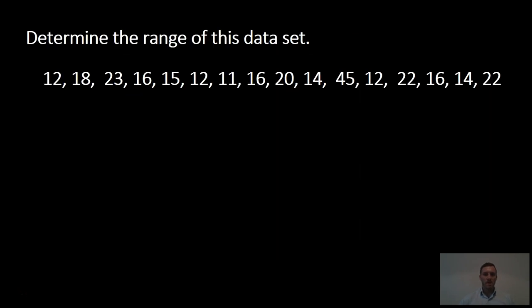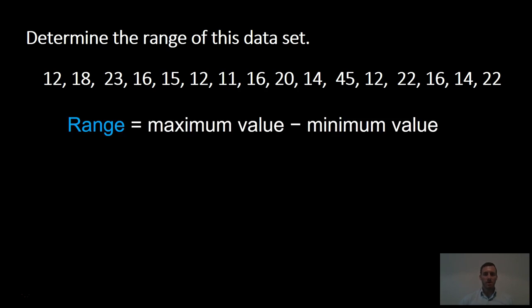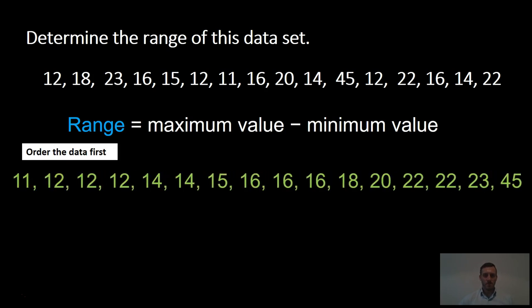Let's find the range of this data set. Remember, the range is the maximum value minus the minimum value. First, we rearrange the data into ascending order. Then we can calculate the range. As you can see here, the range is influenced by what appears to be an outlier.